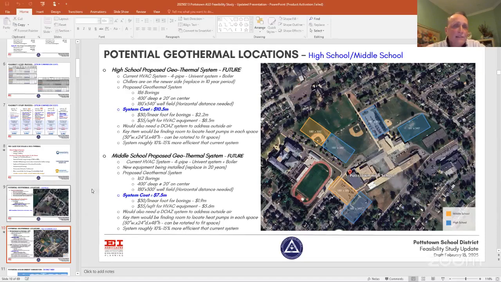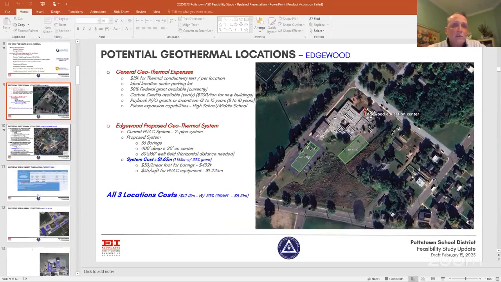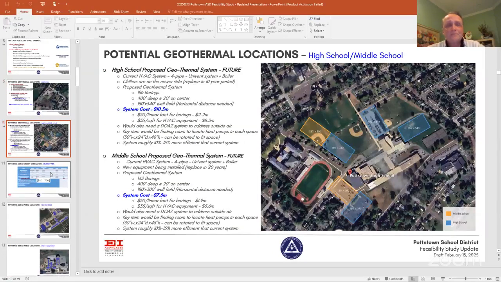If we go back a slide here and look, if we did all three locations, all those systems would be about $12 million. But if you got that 30% grant that's out there now for geothermal systems, it drops down to $8.5 million. So a lot of bang for your buck, especially with some of the incentives that are out there.